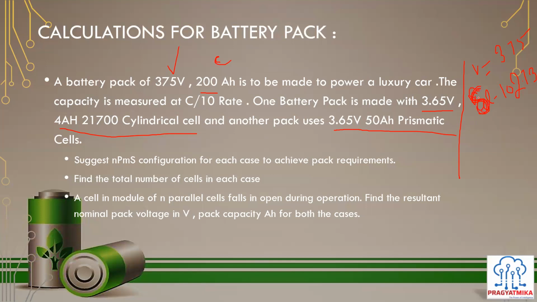Series will be 103 and parallel will be how much? It would be 200 divided by 4, so 50, in the case of cylindrical. Now I had a question whether it would be 102 or 103. If it is 102, our voltage would become 372, right? Right. And if we take 103, it would be 375.95.